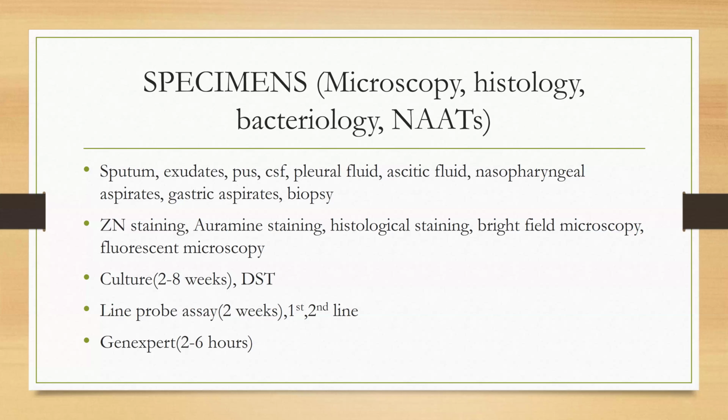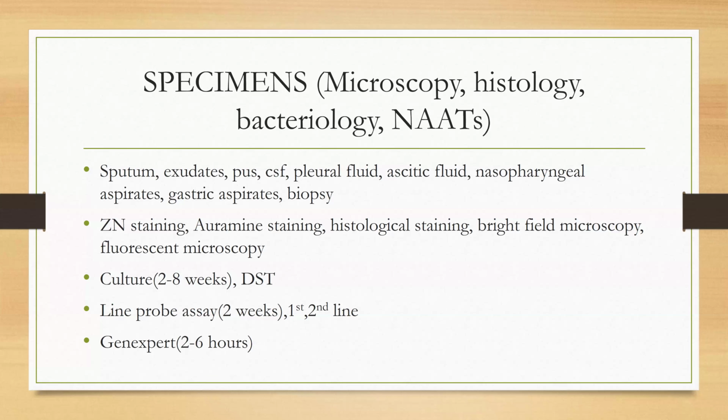Next. What are the specimens that we usually use when we are trying to diagnose TB in adults? These are the specimens that we subject to microscopy, histology, bacteriology, and then nucleic acid amplification tests. So we can have sputum, we can have exudates, pus, CSF, pleural fluid, ascitic fluid.